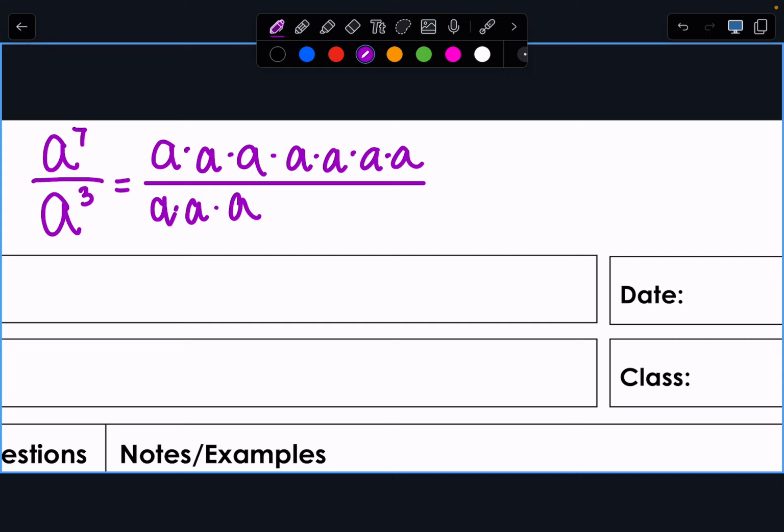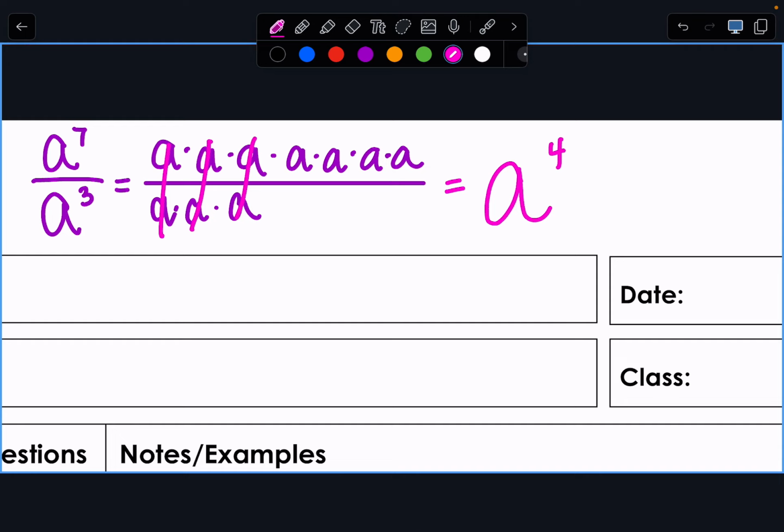And then what can happen? Can any of these cancel out? A divided by A is 1. A divided by A is 1. A divided by A is 1. And now how many are there? So now we have A to the 4th. Okay? And then I had you do that with B to the 8th over B squared.